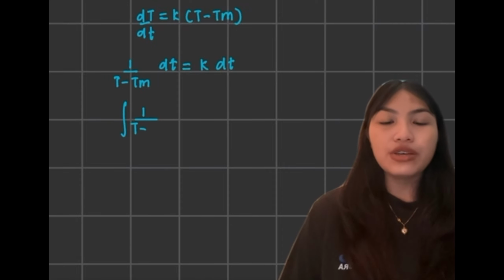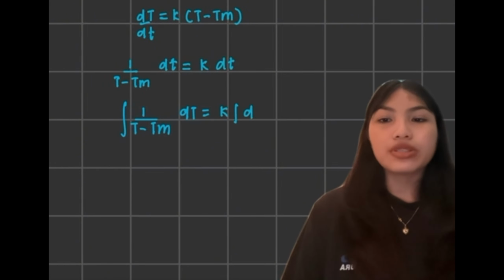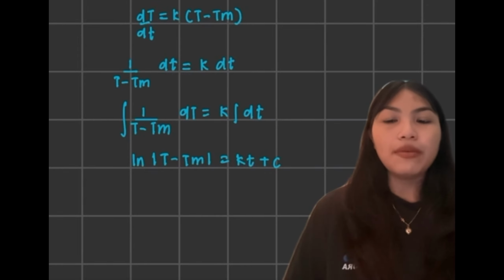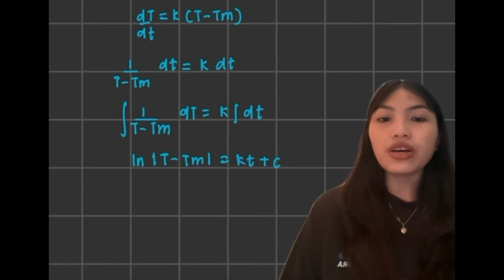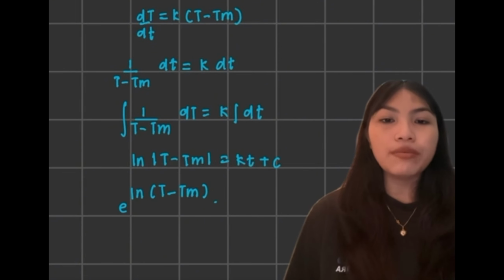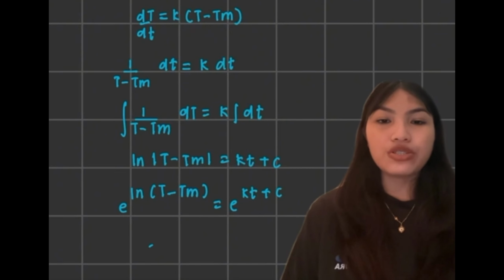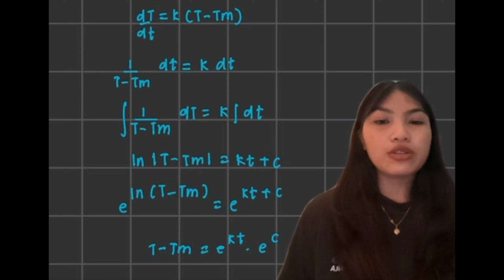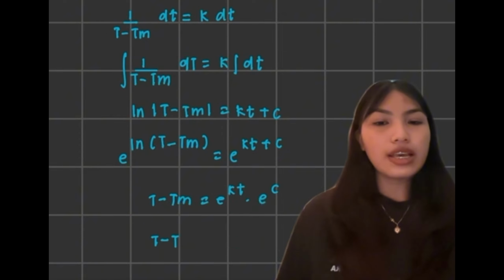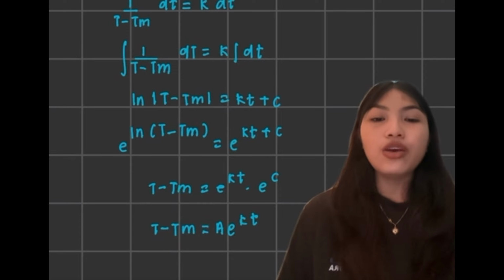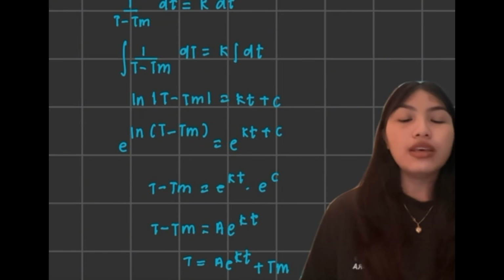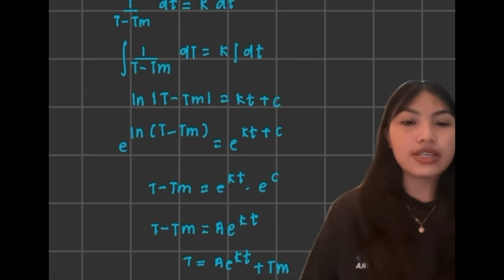After that, we must integrate both sides with respect to their variables. After integrating, we obtain ln|T - Tm| = kt + C. Moving on, we must eliminate the natural logarithm by exponentiating both sides of the equation. Using the laws of exponents, this simplifies to T - Tm = e^(kt) multiplied by e^C. Since e to the power of a constant is still a constant, we name it A. Therefore, we can simplify it again to T - Tm = A e^(kt).